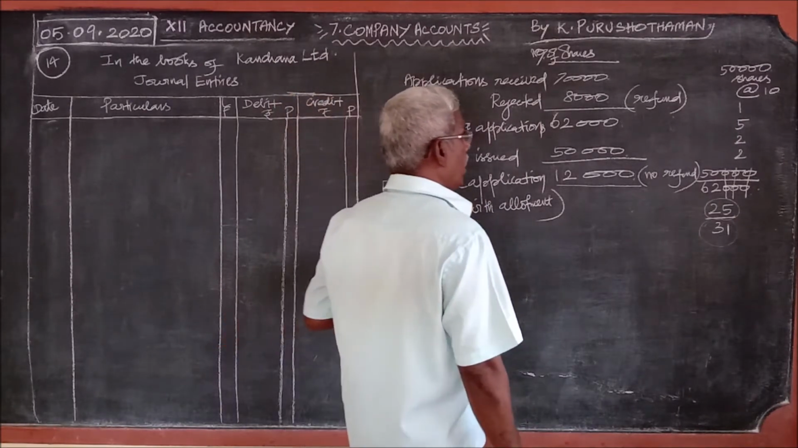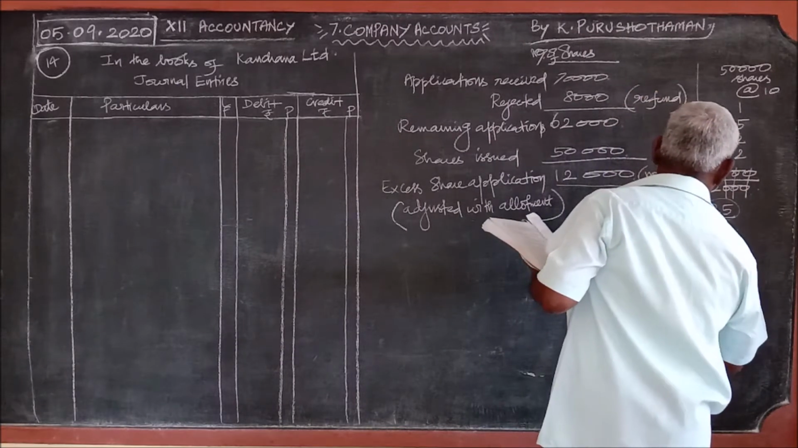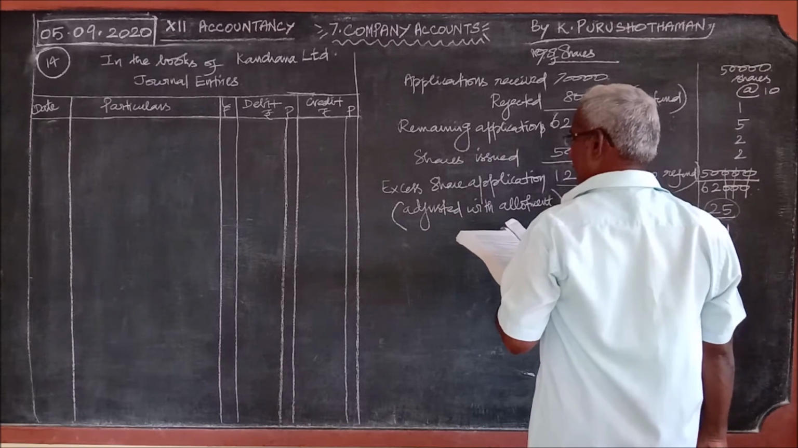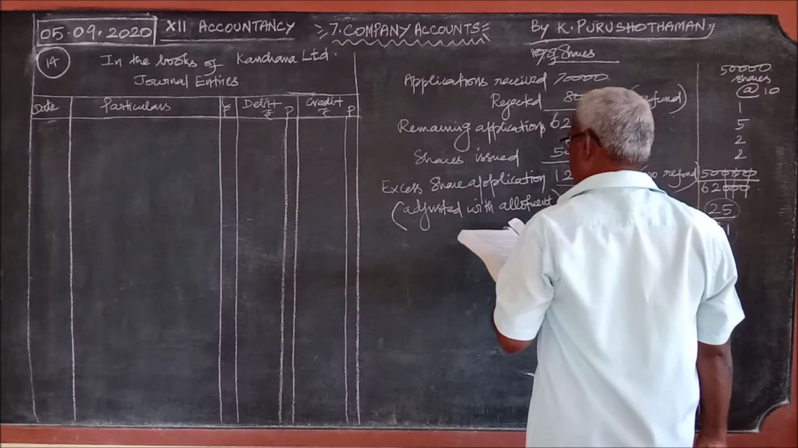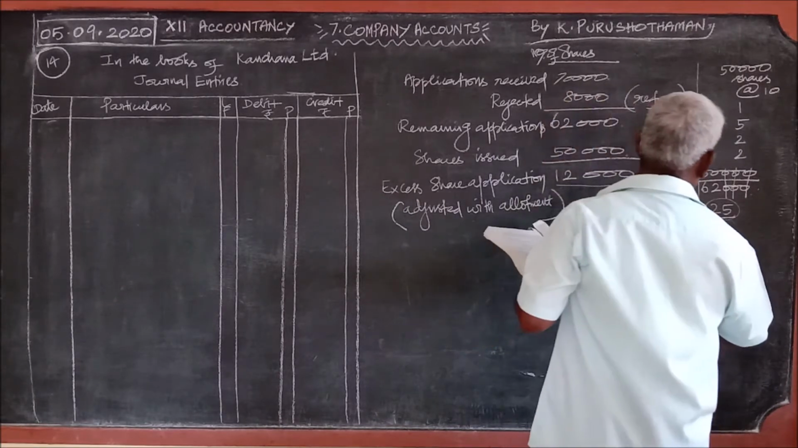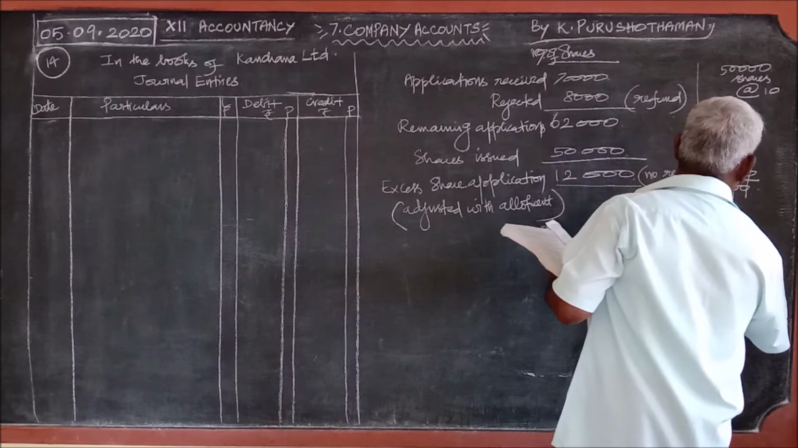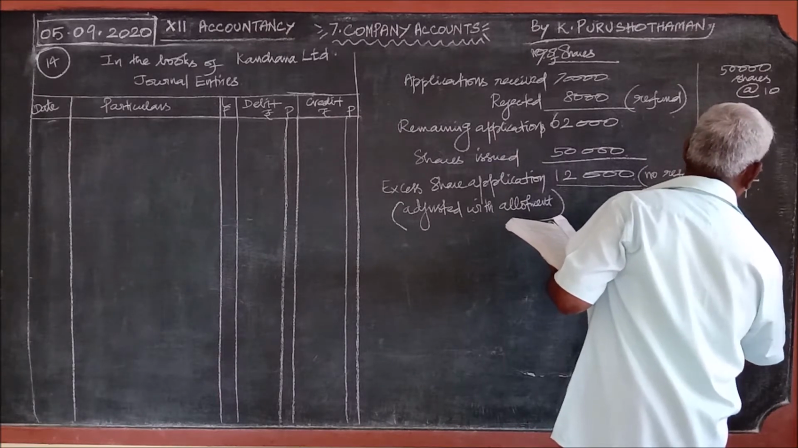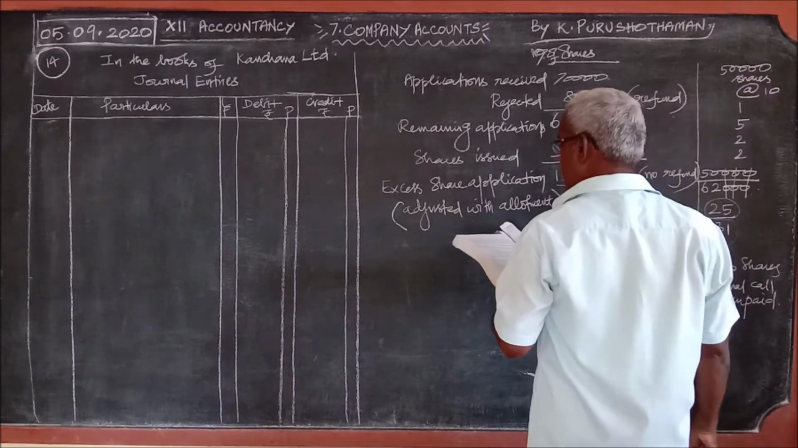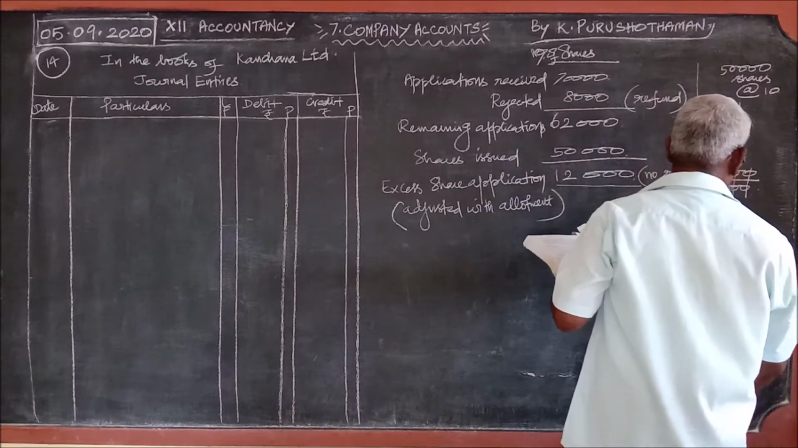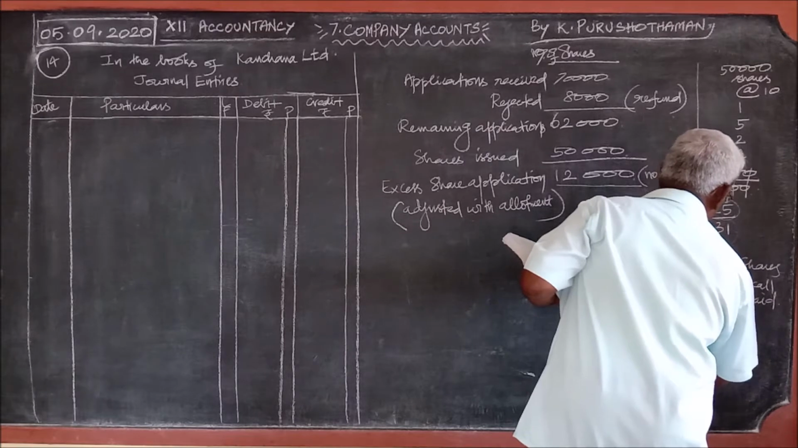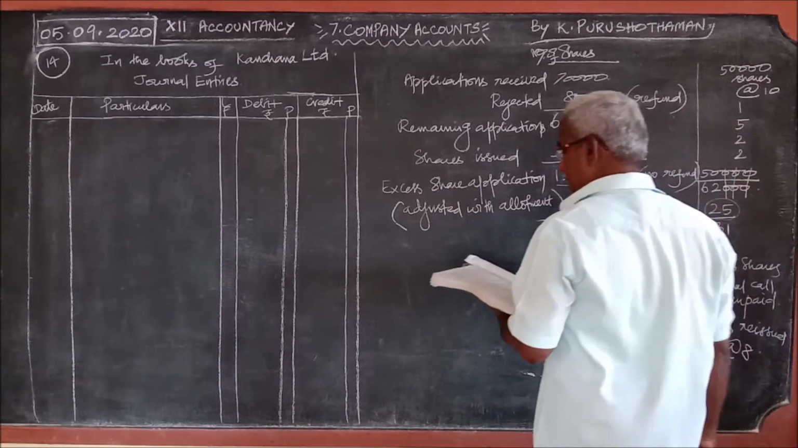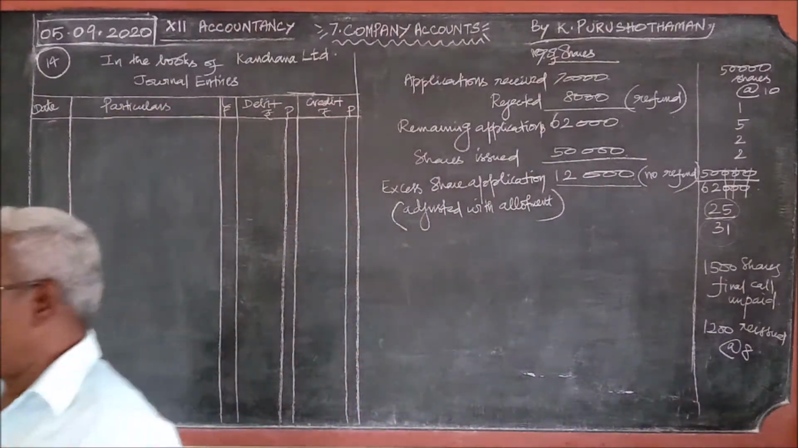So afterwards, what happens there? Out of which 1,500 shares, the directors made both the calls, and all the amount was received except the final call on 1,500 shares. Final call unpaid. Out of these 1,500 unpaid final calls, 1,200 shares were reissued at the rate of rupees 8. This is the summary of the problem.